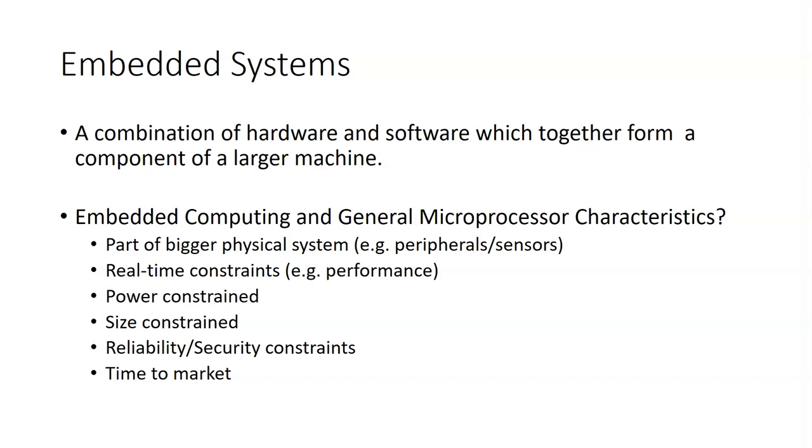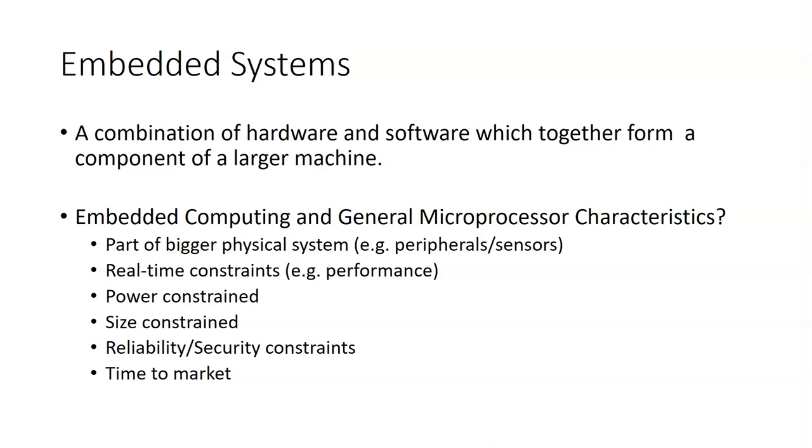They may also be size constrained. And for many of these systems, there might also be important reliability and security constraints. They might be a mission-critical application. And then the last point here is that many times the time to market is critical. For many companies, they cannot take years to develop a new architecture, a new ASIC to produce the application.